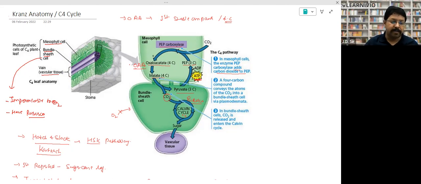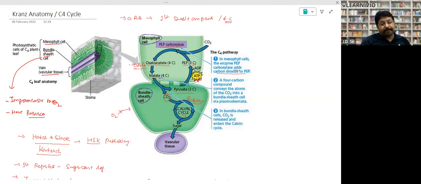So this structure has been enlarged over here. This is the mesophyll cell. And this is the bundle sheath cell. Right? Mesophyll cell and bundle sheath cell. Carbon dioxide will come here, but the fixation of the Calvin cycle does not go on here. Where? It goes on in the bundle sheath.